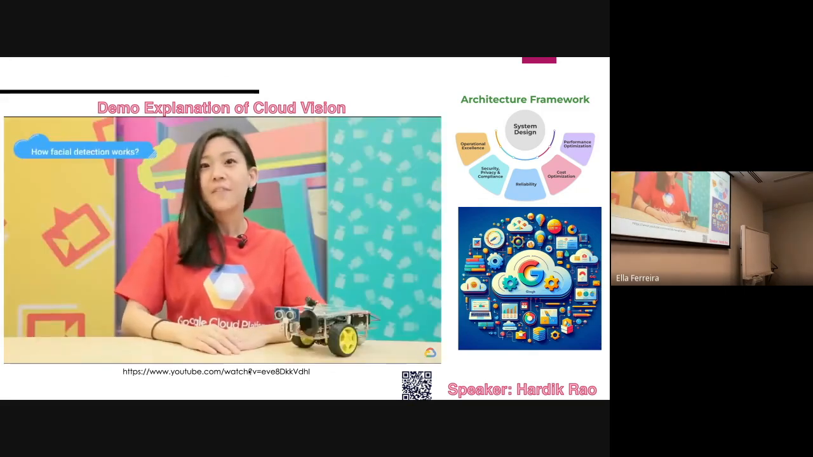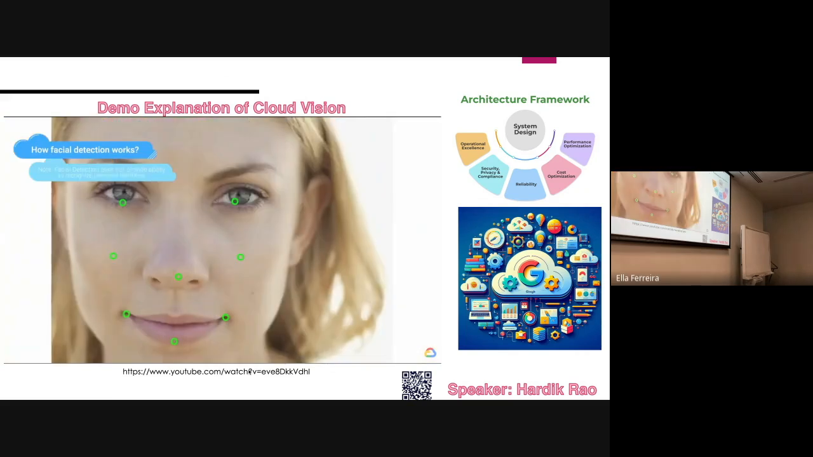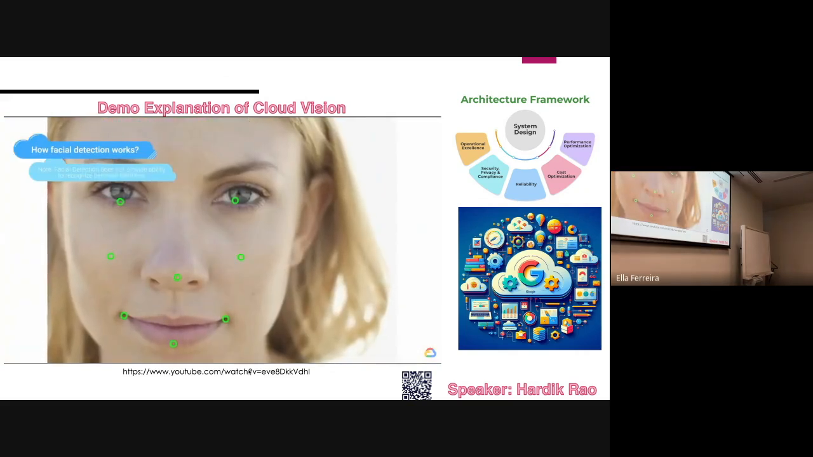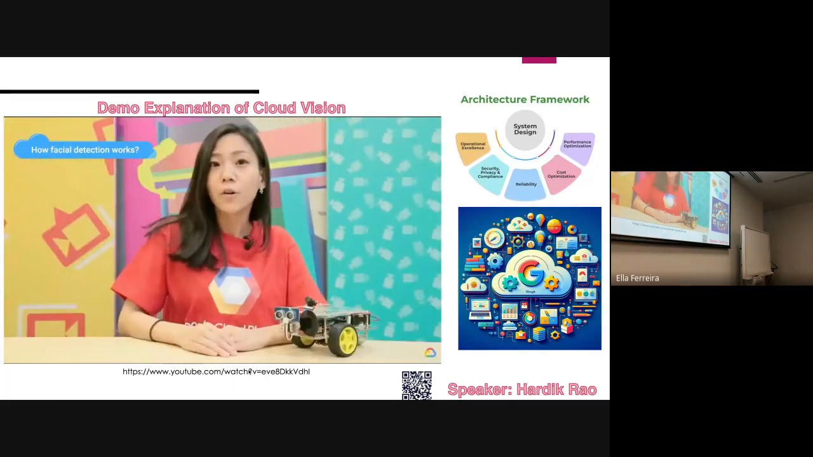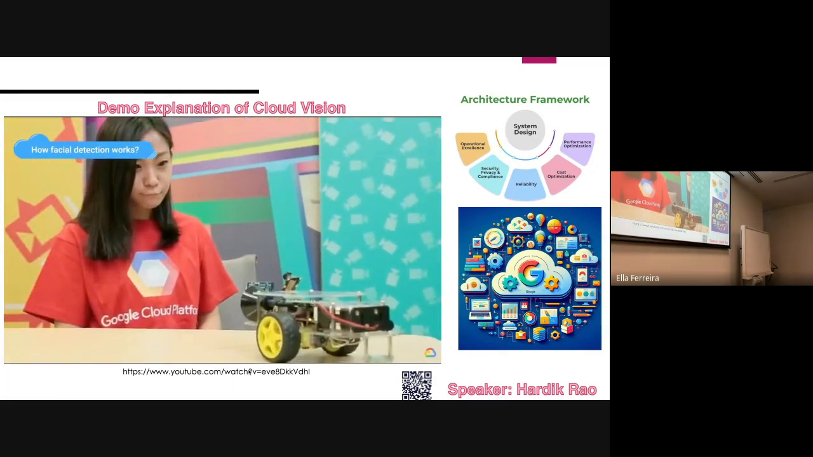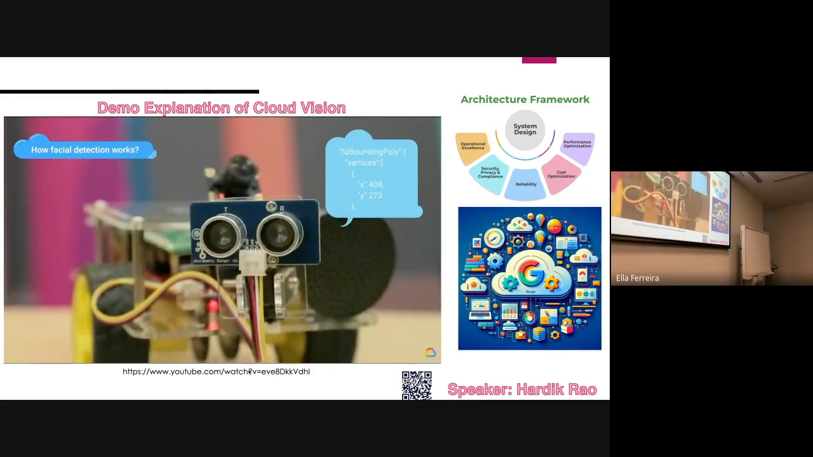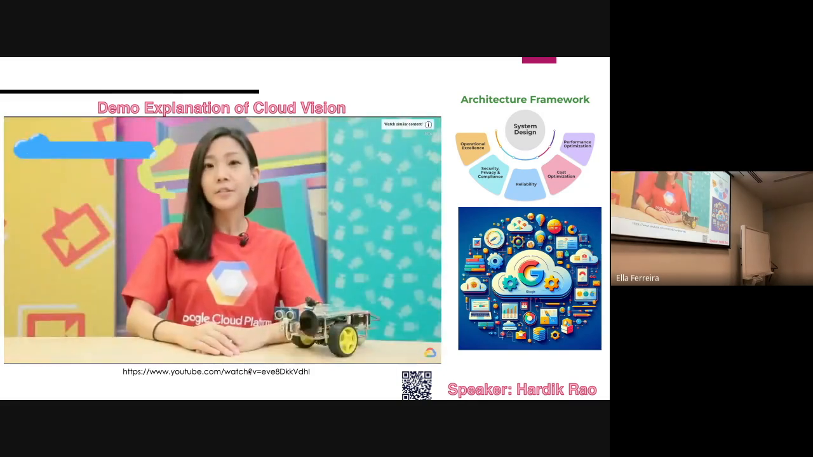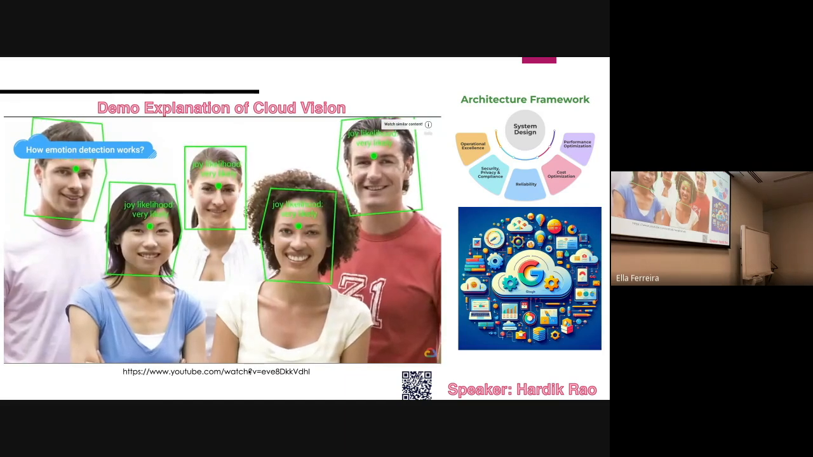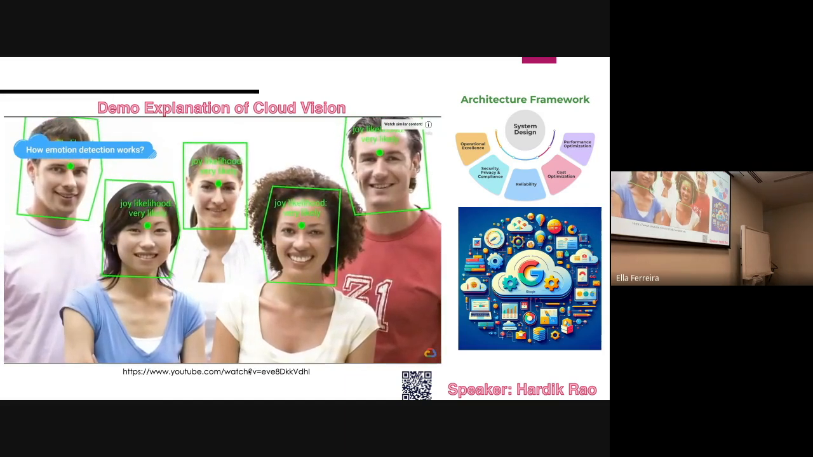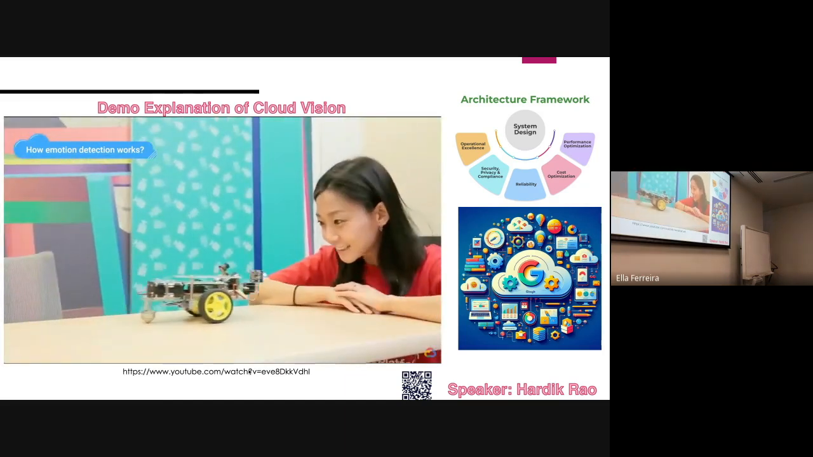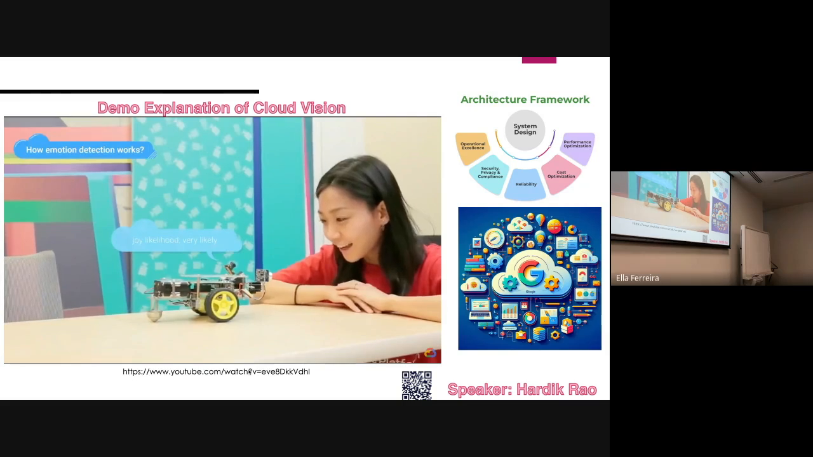Now, let's see how facial detection works. Cloud Vision detects faces on the picture and returns the positions of eyes, nose, and mouth. So, you can program the bot to follow the face. It also detects emotions such as joy, anger, surprise, and sorrow. So the bot can move towards smiling faces or avoid angry or surprised faces.